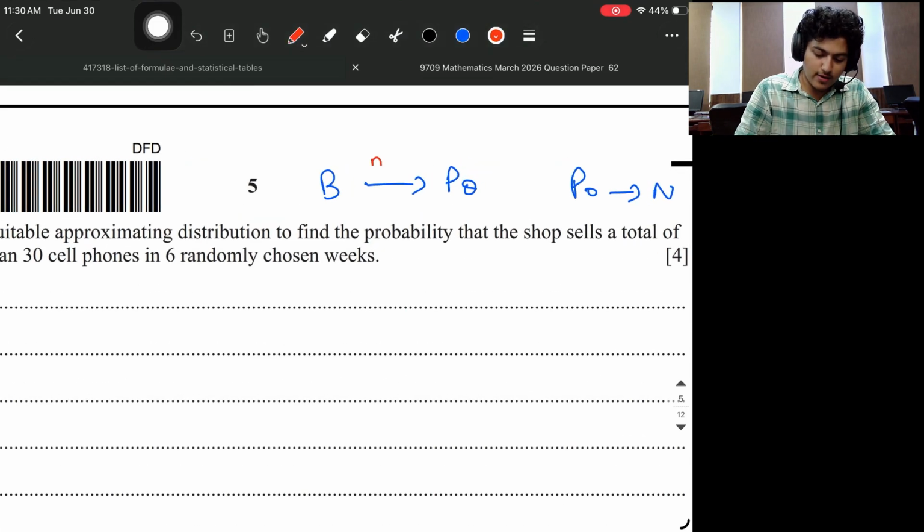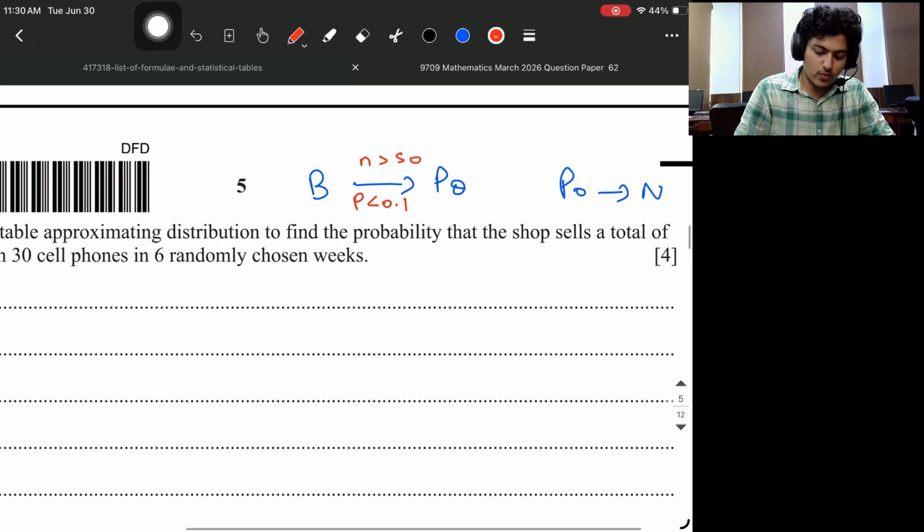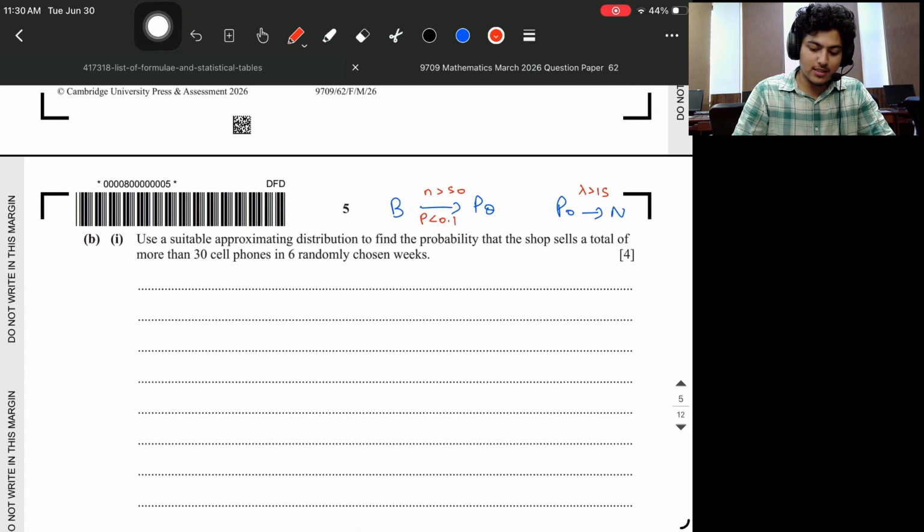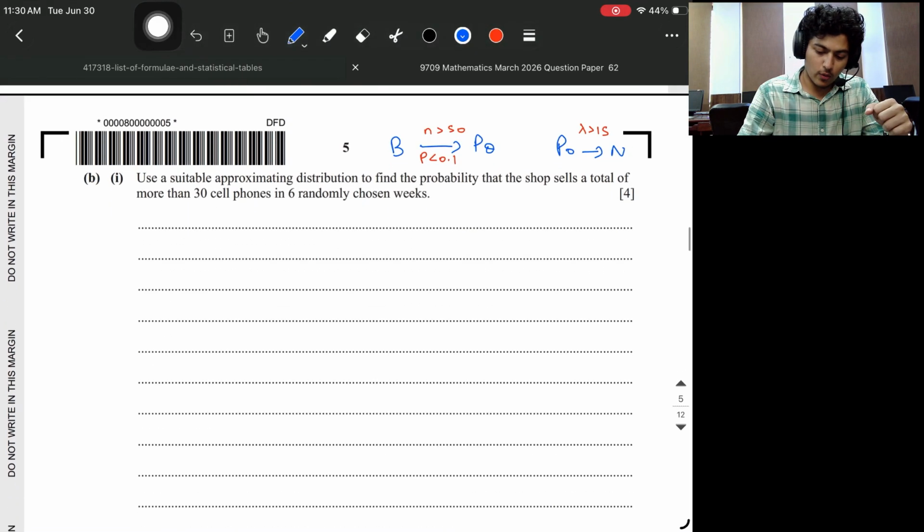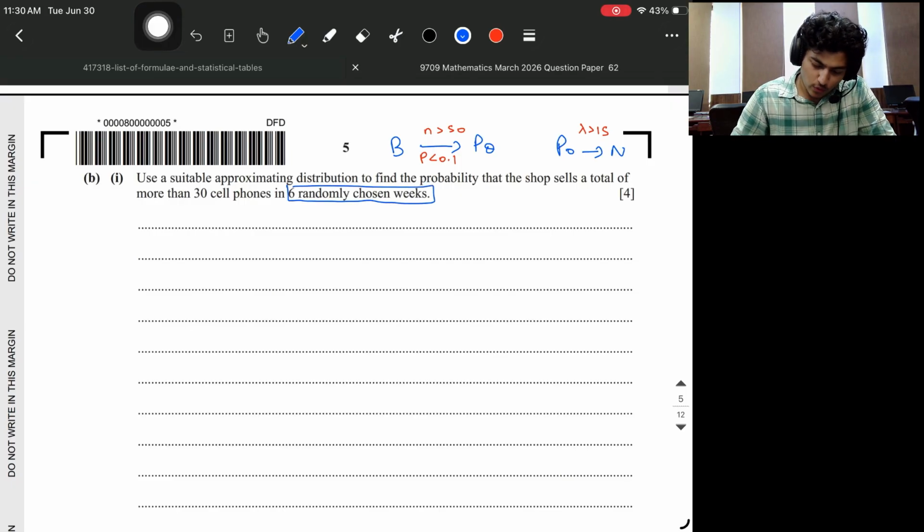Both have different criteria, so let me write down the criteria for both. For the first, your n value has to be greater than 50 and the probability of success has to be less than 0.1. For the second, just the value of lambda has to be greater than 15. This is the thing that you need to remember for both of these approximating distributions. Now, moving forward, the shop sells a total of more than 30 cell phones in 6 randomly chosen weeks.